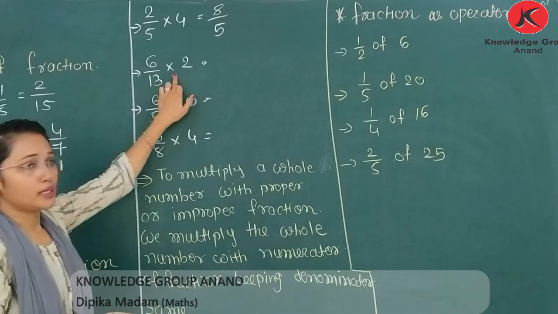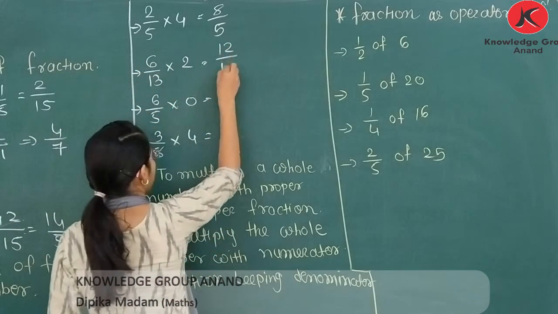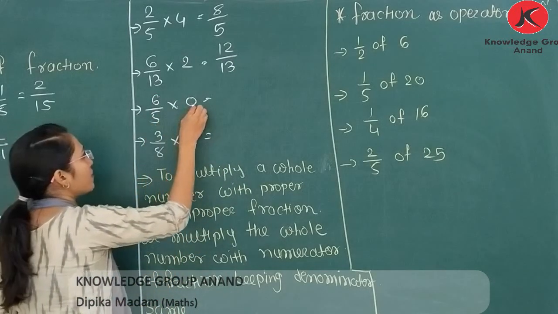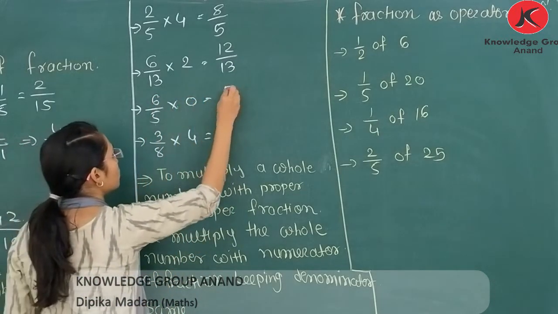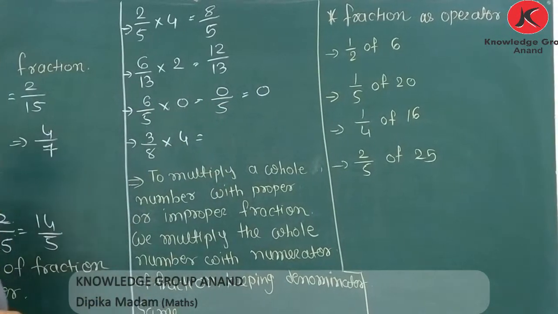6 by 13 multiplied by 2. 6 is multiplied with 2, that is 12, with 13 in the denominator. 6 by 5 multiplied with 0. So 6 is multiplied with 0, 0 by 5, and it is 0.